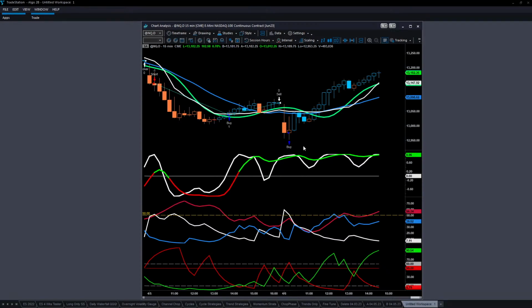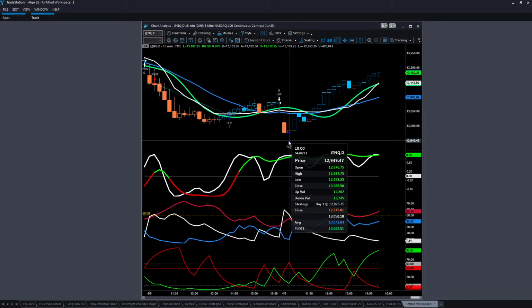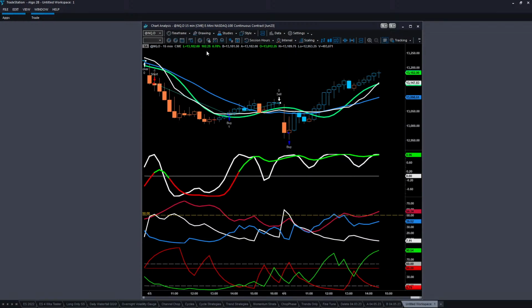Okay, this is the entry point right here at 12,976, and right now we're at 13,182. So join me to see where it ends, and happy trading to all on this beautiful Thursday afternoon.